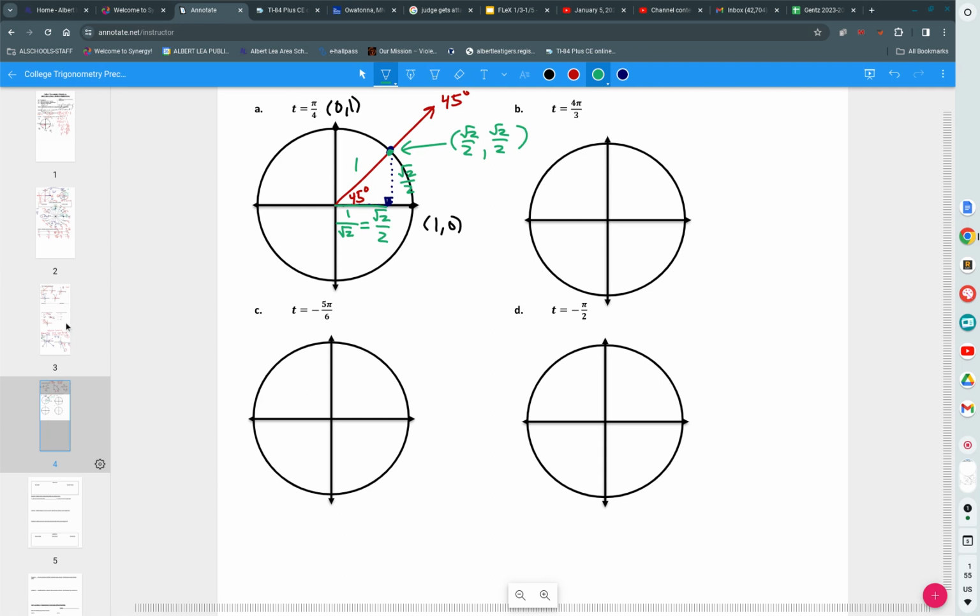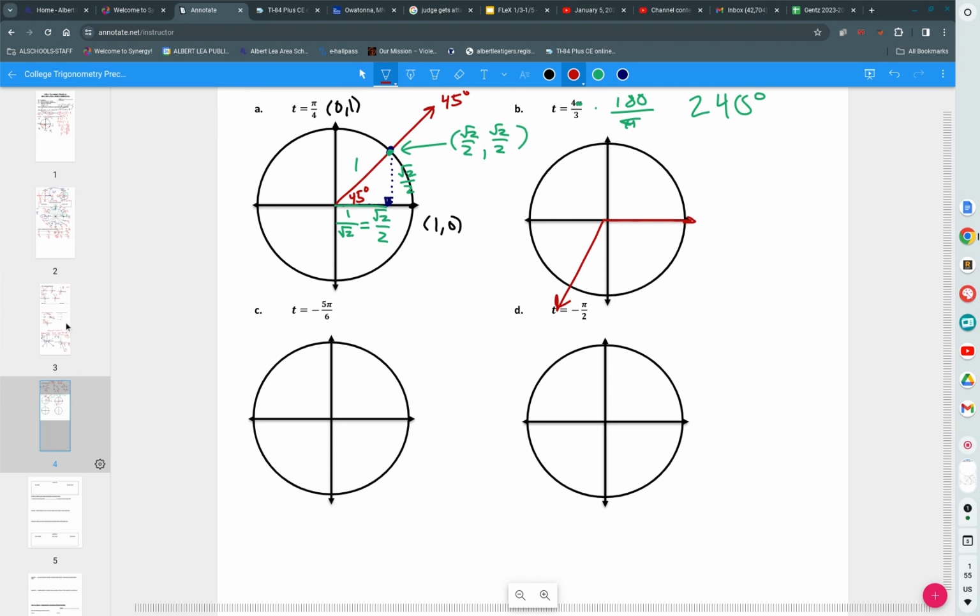4 pi over 3. How many degrees is 4 pi over 3? I multiply by 180 over pi. The pi's cancel. The 180 over 3 is 60 times 4 is 240. So I have a 240 degree angle. That is going to take me to the third quadrant. I'm in the third quadrant.